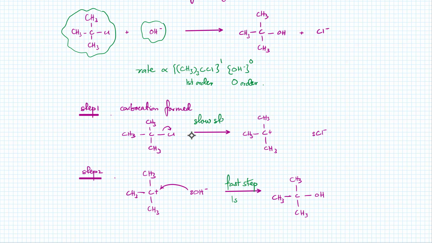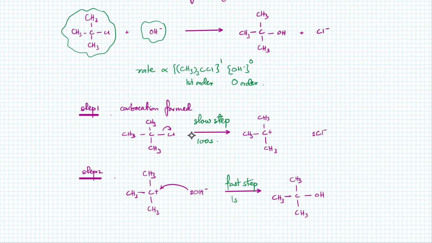Now, when reactions happen in steps, it's like a relay race. One thing happens, then another thing happens. One step is going to be the slow step, the other one is going to be the fast step. Now, your rate of reaction or your speed of reaction is only dependent on one of these steps. Which one do you think it would be dependent on? Would it be dependent on the fast step or would it be dependent on the slow step?